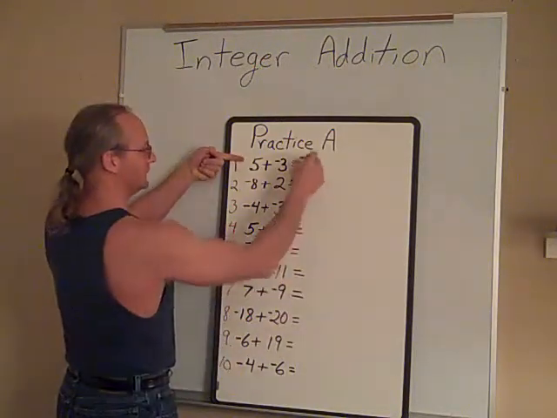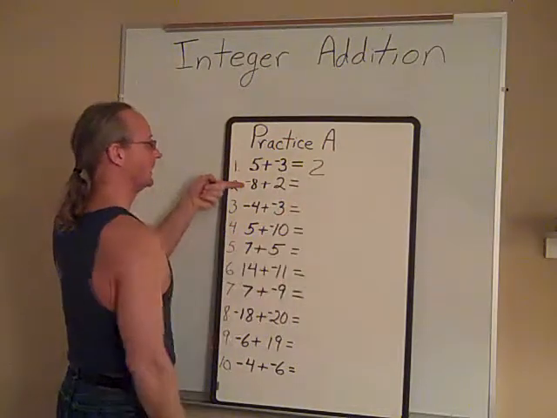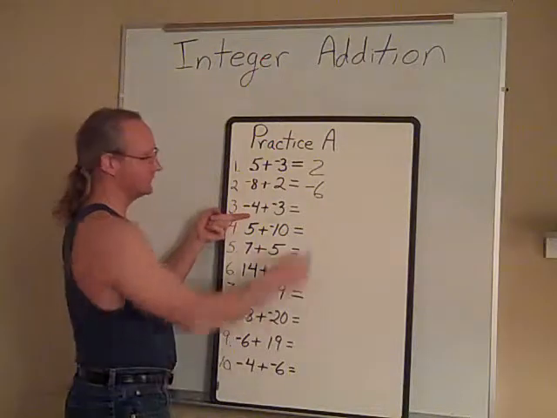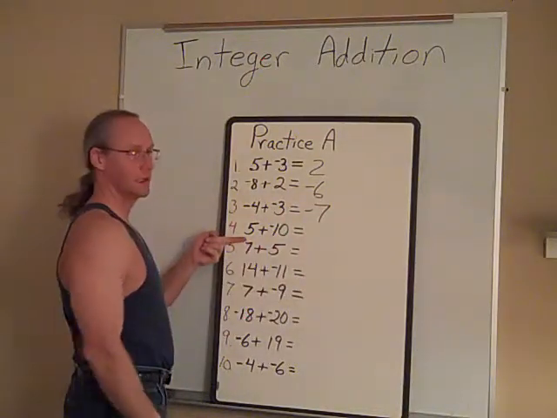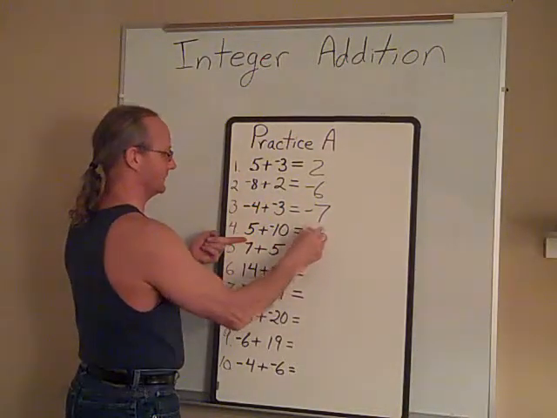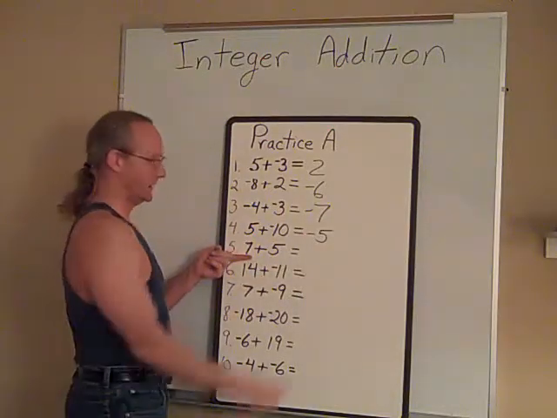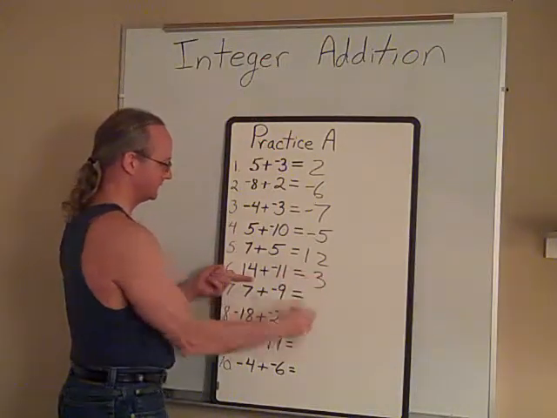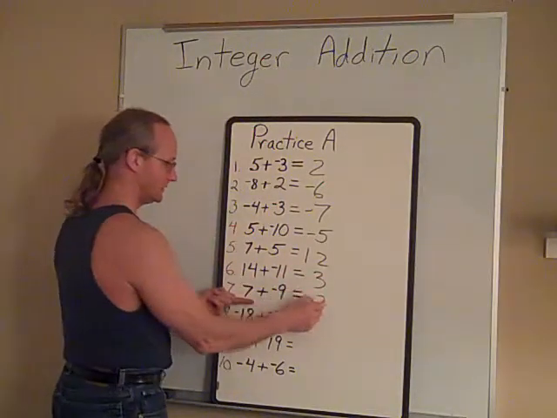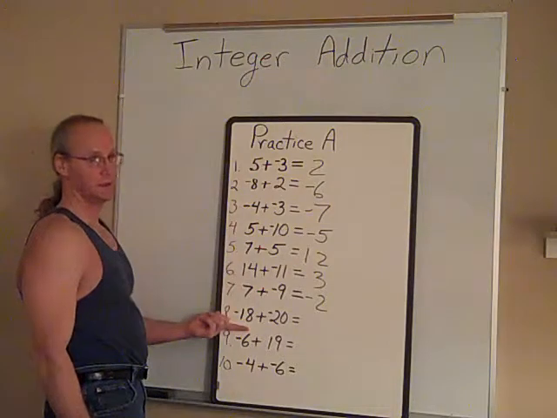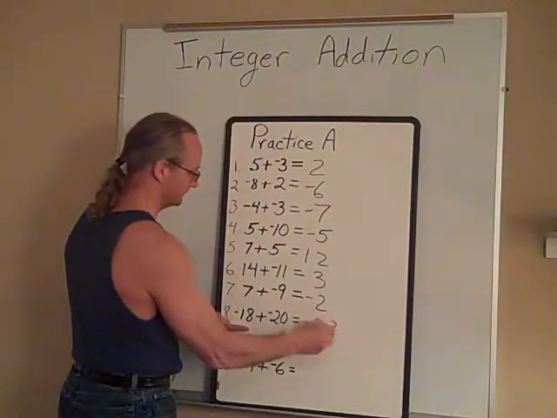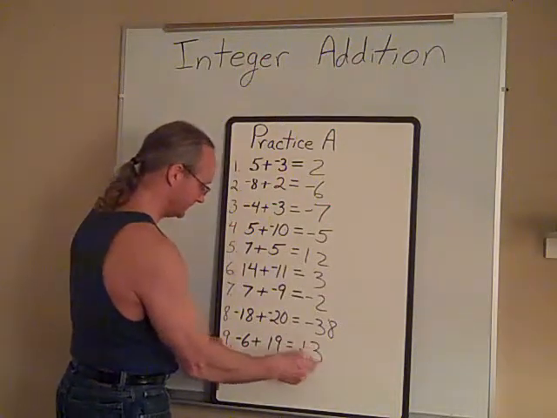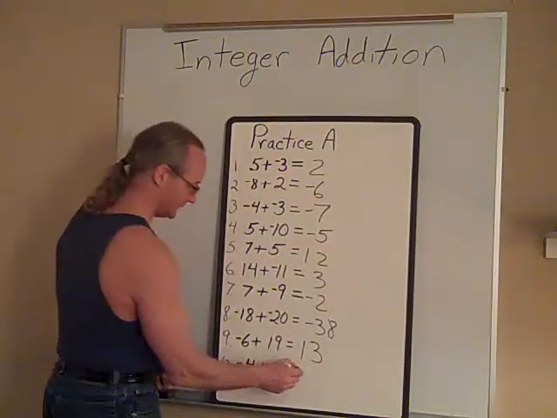The positives win by 2. The negatives win by 6. Debt accumulates. Negatives win by 5, excuse me. Positives add up. Positives win by 3. Negatives win by 2. Debt accumulates. Positives win by 13. And debt accumulates.